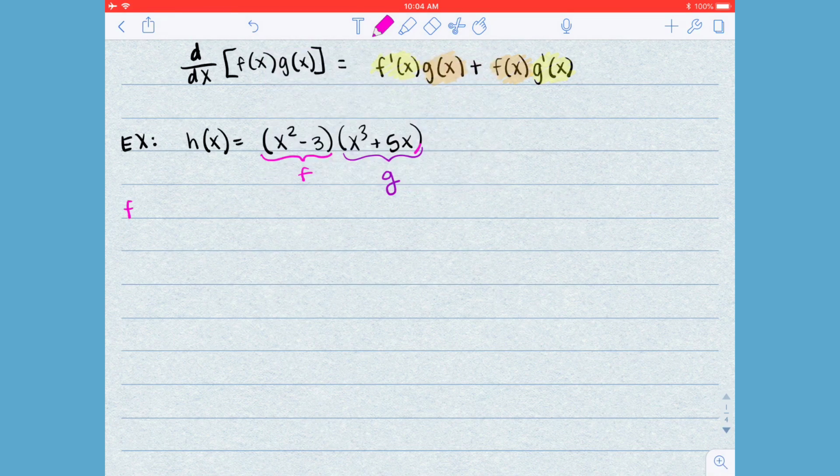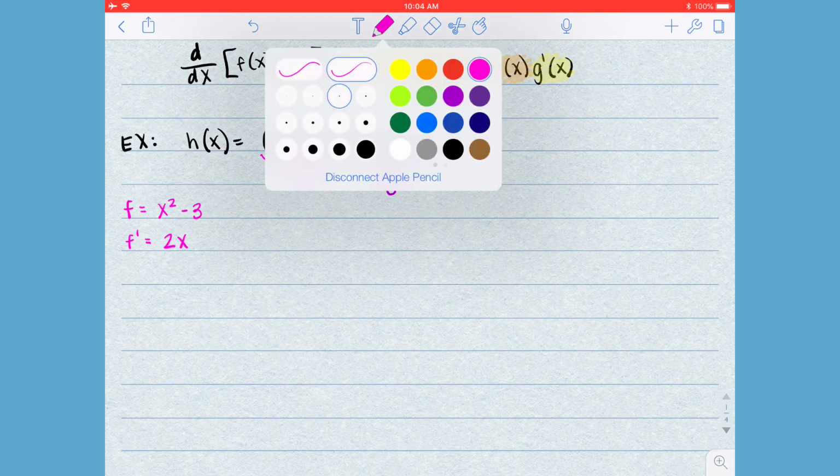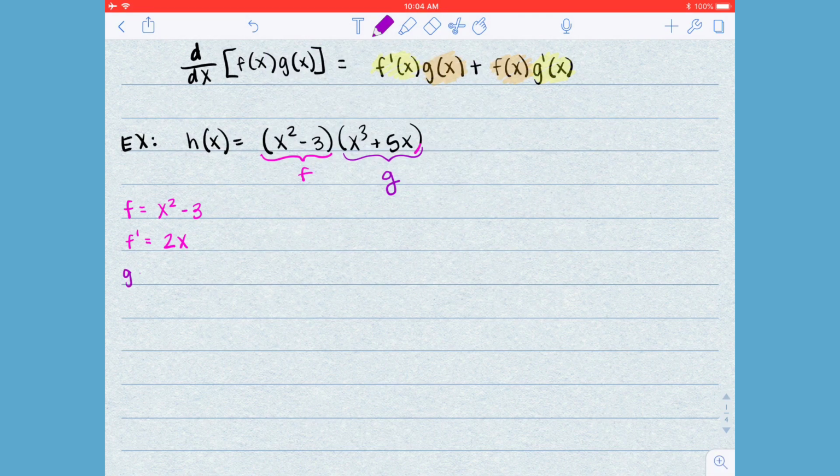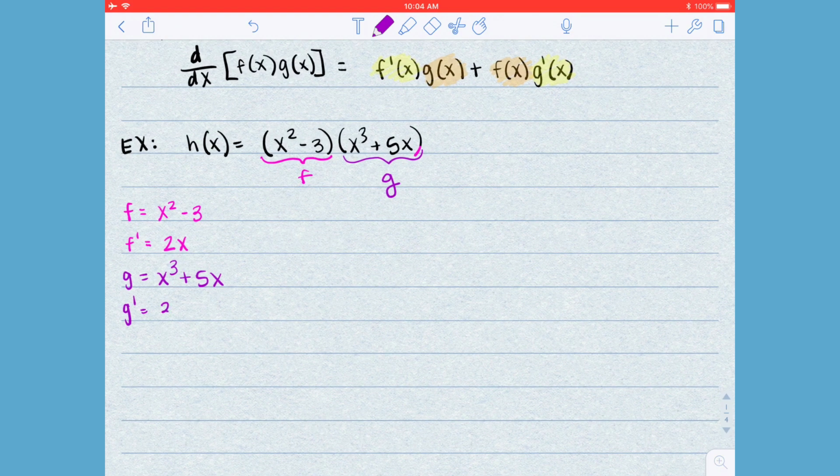So I like to go off to the side, and I like to write my f, which is x squared minus 3. And so my f prime, using the power rule, would be 2x. And then I'm going to write my g function, which is x cubed plus 5x. And I'm going to write my g prime function, which is 3x squared plus 5.